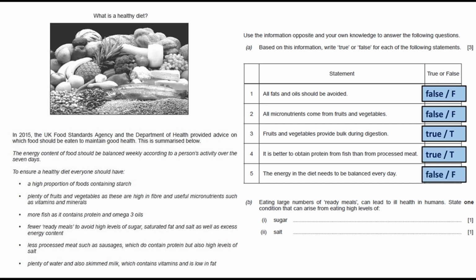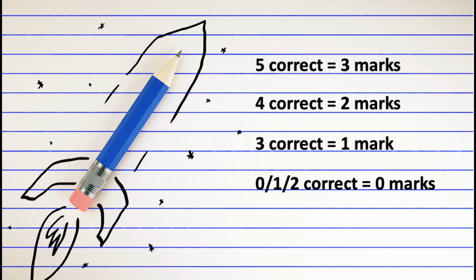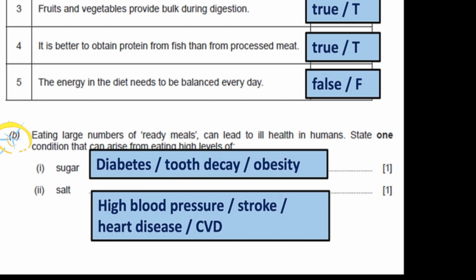For this question, if you got all 5 parts correct, you were awarded 3 marks. If you got 4 correct, then you got 2 marks. 0, 1 or 2 correct gave you no marks on this question. For question B, eating large numbers of ready meals can lead to ill health in humans.